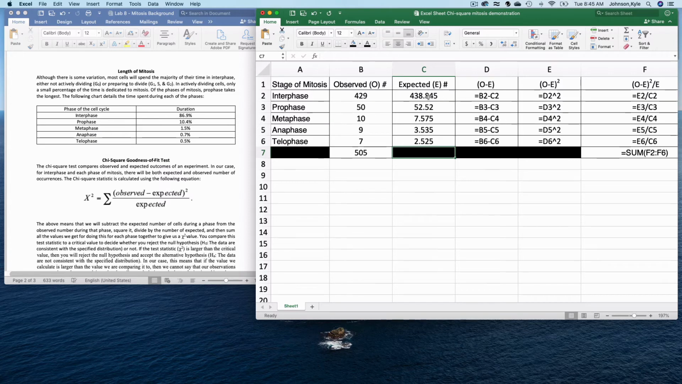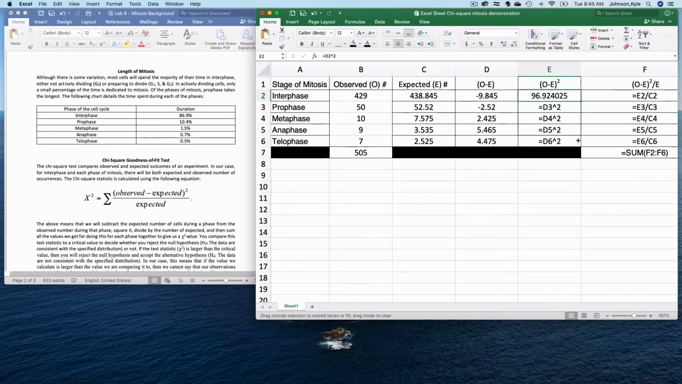Now I got to subtract the observed minus the expected. So I'm going to subtract this cell from this cell. So in this case, I'm just going to write equals B2 minus the C2. Press enter. And now I can drag this down. Now we got to square all of those cells. So this is just going to be equals, I'm going to select D2, and then I'm going to put the caret symbol up 2 to square it, and that gives us that value.